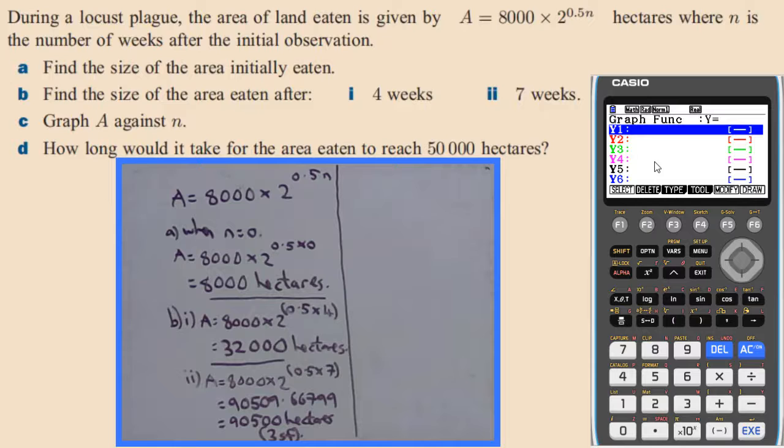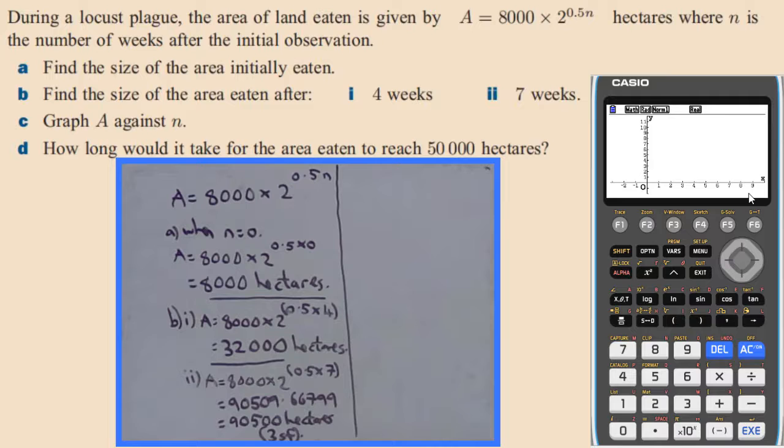So I want to draw 8,000 times 2 to the power of, I'm going to use a bracket, 0.5x, put a bracket there. I don't really need this bracket, but I think it's best. So let's have a look. And how it looks really depends on your view window.